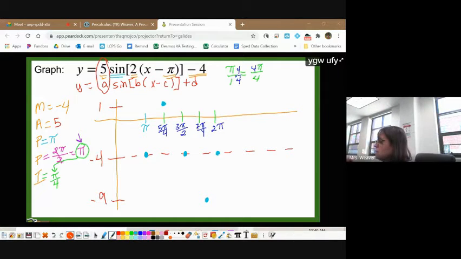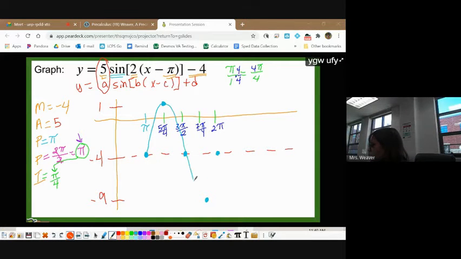Okay, once we have the 5 key points plotted, we're going to connect them with a smooth curve. Now, I see a couple of you guys doing something that I saw Mr. B do in his video notes. Do not add arrows at the end of this graph, please. And I need to go talk to him about this, but I saw he did do it in the notes. So I wanted to clarify and talk about it.